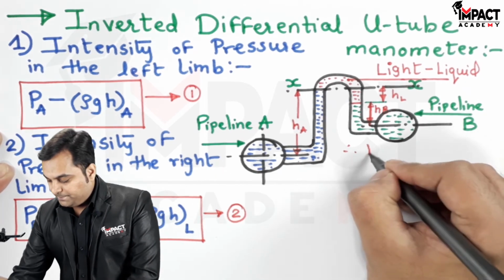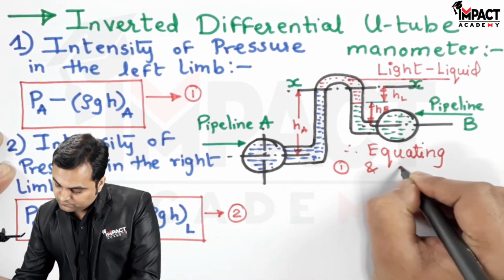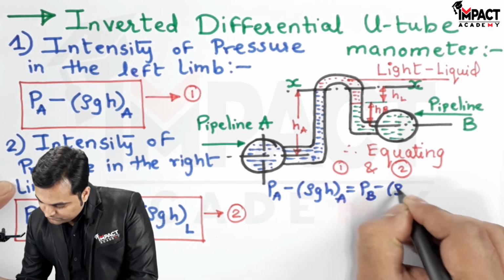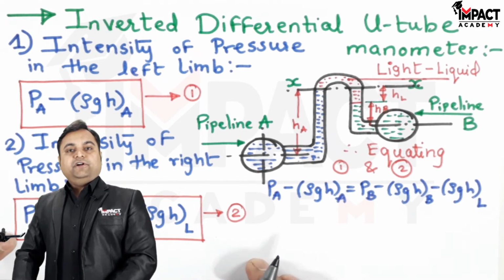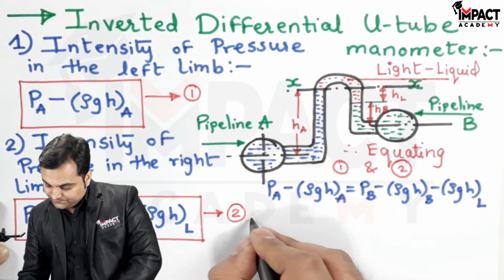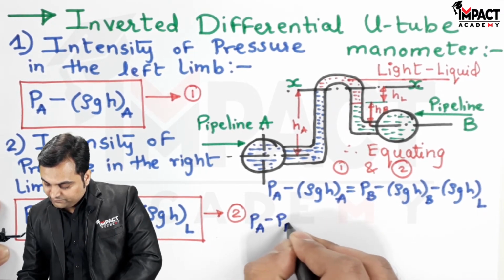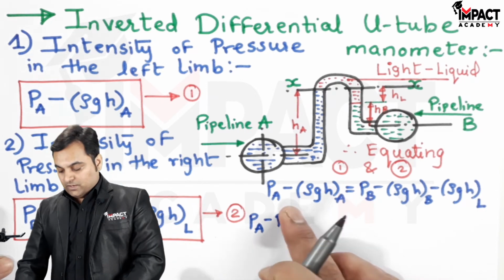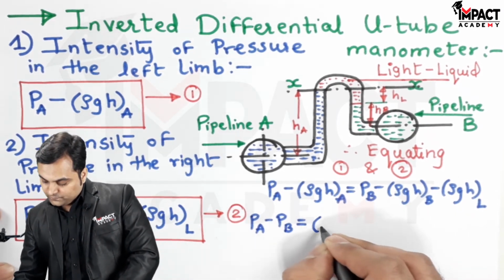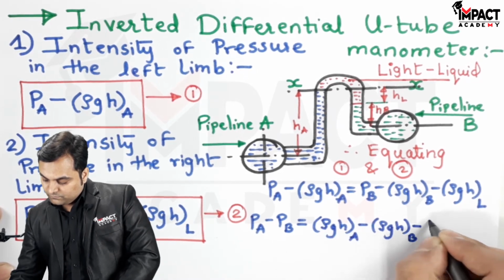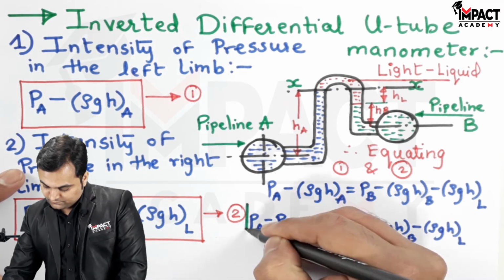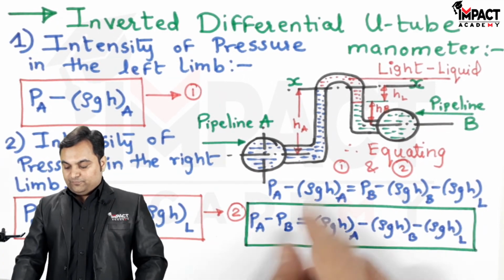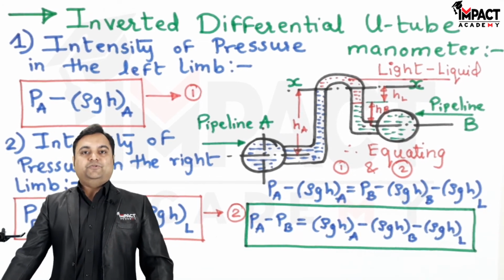Therefore, equating 1 and 2, in order to find the difference in pressure, here I am keeping PA on one side, PB would be shifted, so it would become negative. These terms would remain as they are, and this minus rho g h for fluid A, when shifted to the right hand side, will become positive. So by using this equation, we can easily find the difference of pressure when it is an inverted differential U-tube manometer.